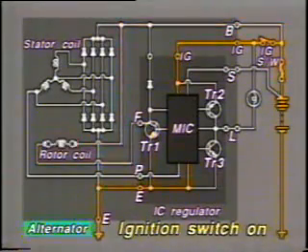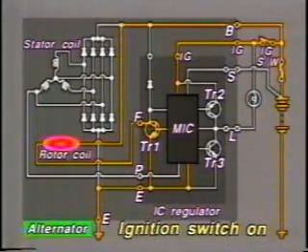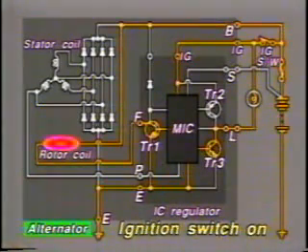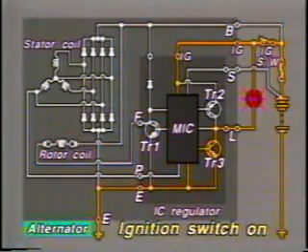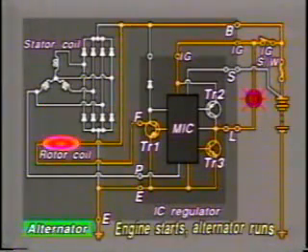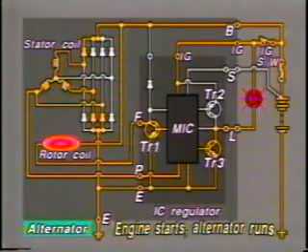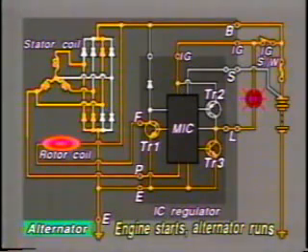Current is not produced yet, so there is no voltage at the terminal P. The MIC senses this and turns transistor TR2 off and transistor TR3 on. The charge warning light, therefore, goes on. Next, the engine starts. As the alternator starts to generate, the voltage at terminal P increases. The MIC senses this and switches transistor TR1 from the intermittent on and off state to a continuous on state, causing exciting current to be supplied by the battery to the rotor coil.